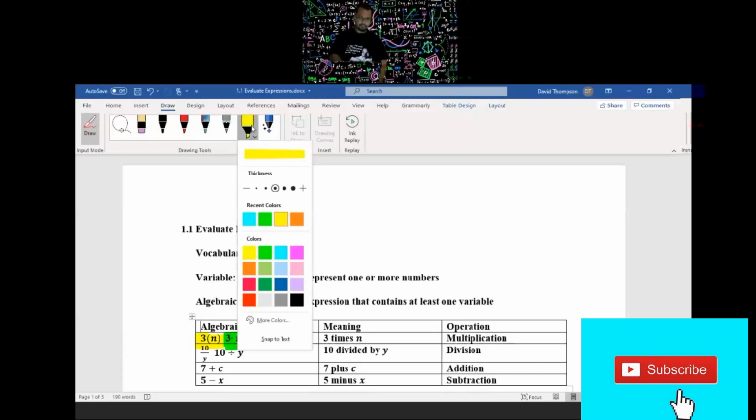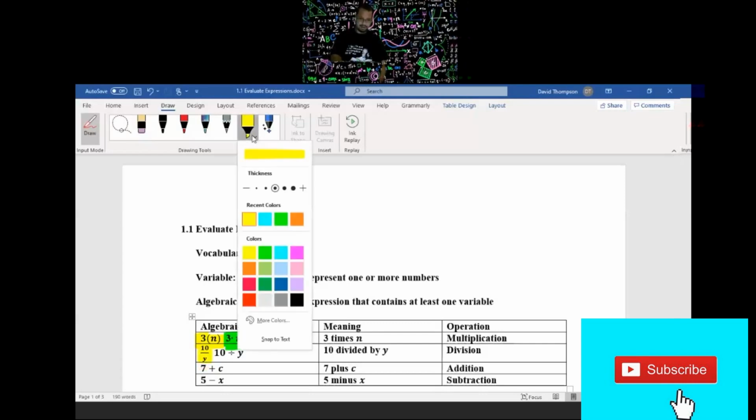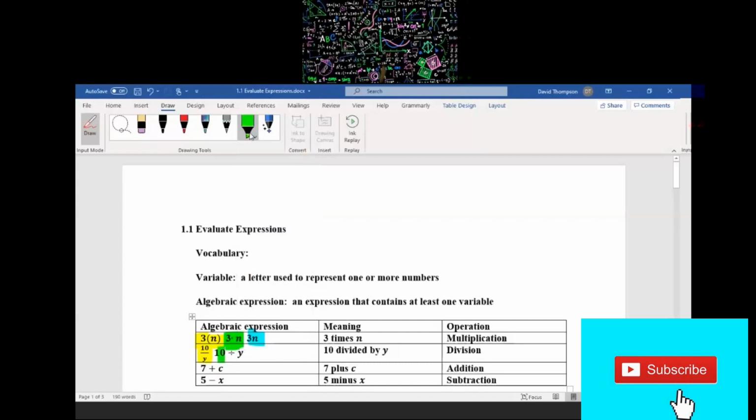If we see 10 fraction bar y, or if we see 10 division sign y, they both mean the same thing. 10 divided by y indicates the operation of division. If we see 7 plus c, it means 7 plus c, just like it says, and that's addition. If we see 5 minus x, that's exactly what it reads, 5 minus x, and that operation indicates subtraction.